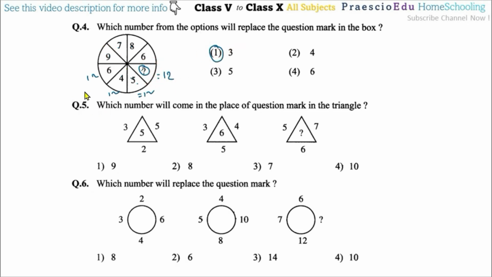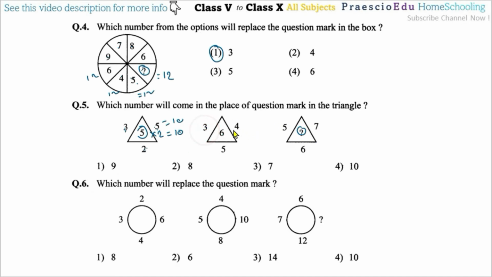Now question number 5, which number will come in place of the question mark? So the question mark should be here in the triangle. In this one, if you see the addition of all the outer digits, meaning 3, 5 and 2: 2 plus 3 is 5, 5 plus 5 is 10. So this inside number, if you multiply by 2, we also get 10, and the addition of all the outer numbers, 2 plus 3 plus 5, is also 10. So we can say this is the relation: the inside number doubled equals the addition of the outside digits.